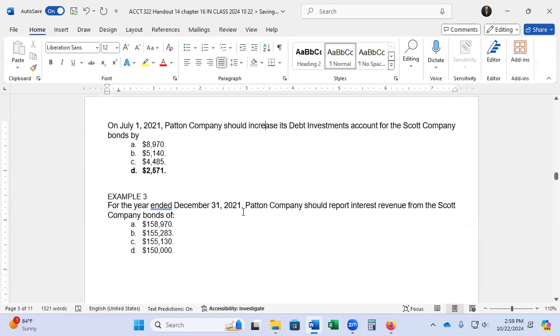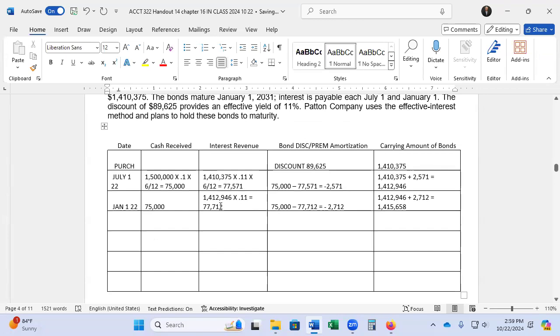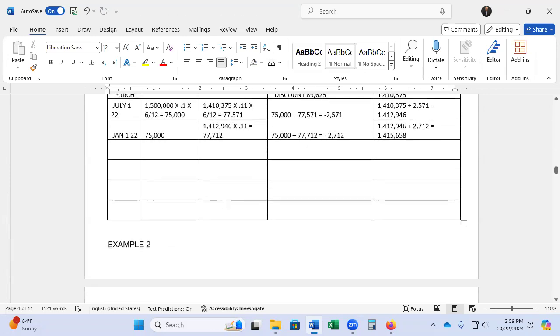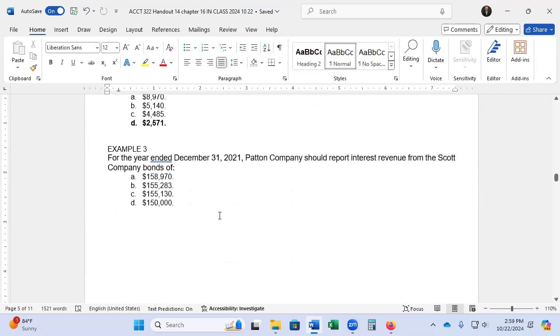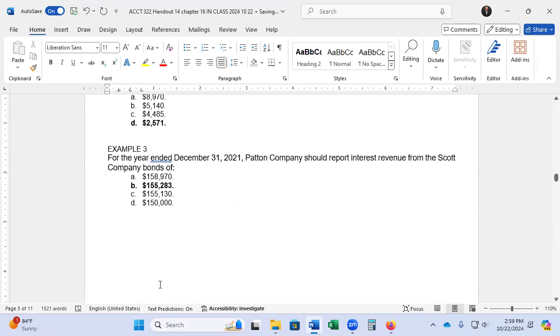Okay. For the year ended December 31st, 2021, Patent should report interest revenue from the Scott Company bonds of, and so what you have to do is add the 77,571 and the 77,712 together. That's $155,283, and the answer is B. Any questions there?